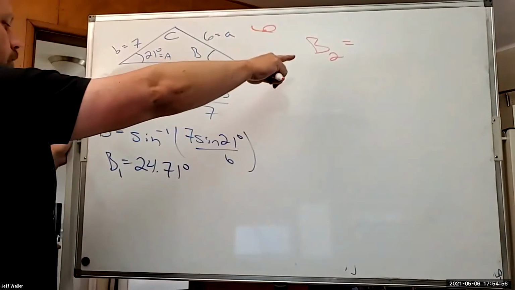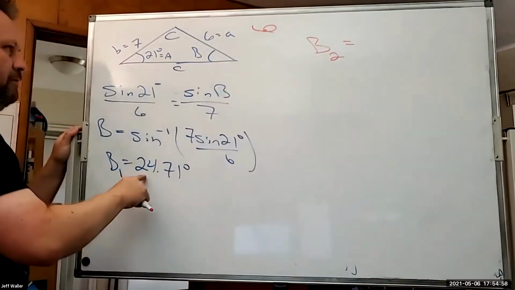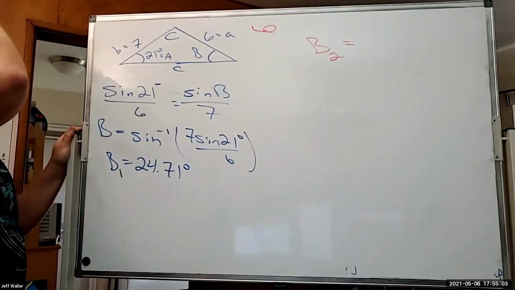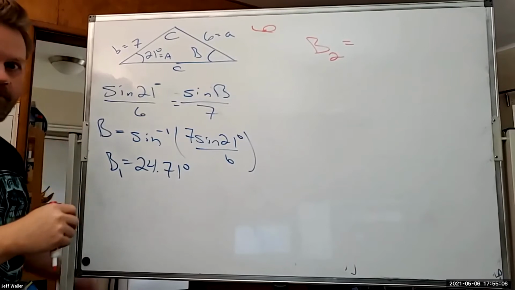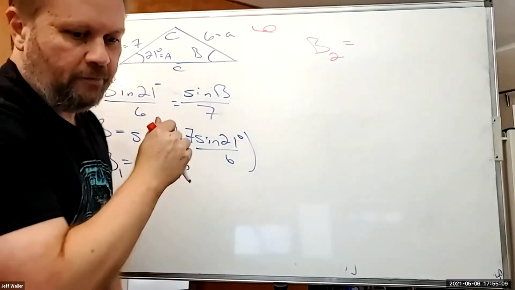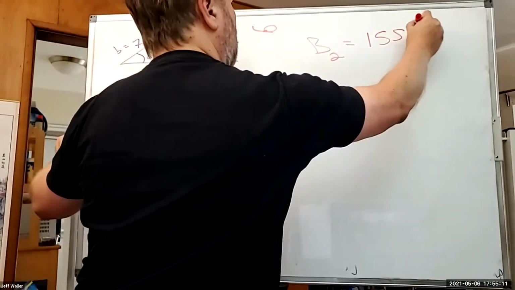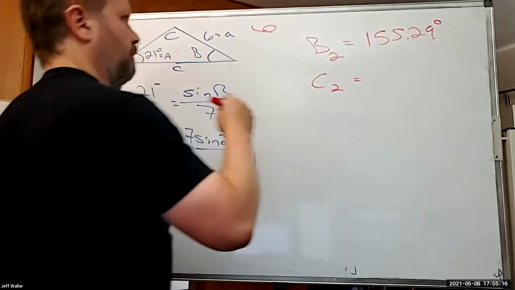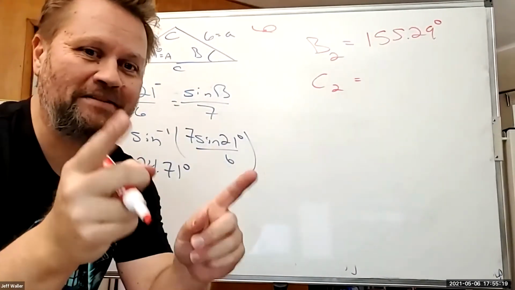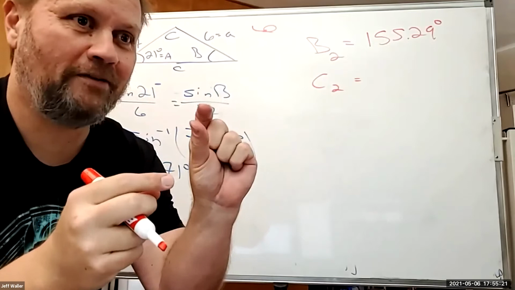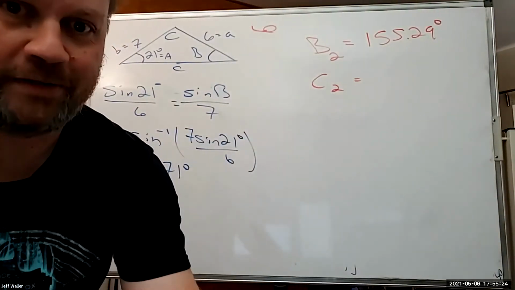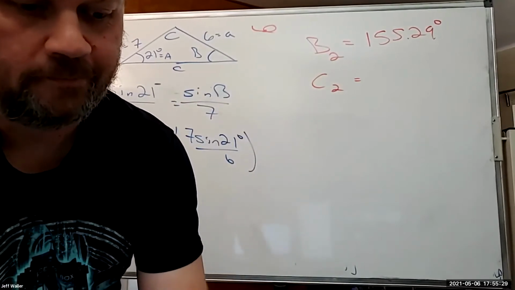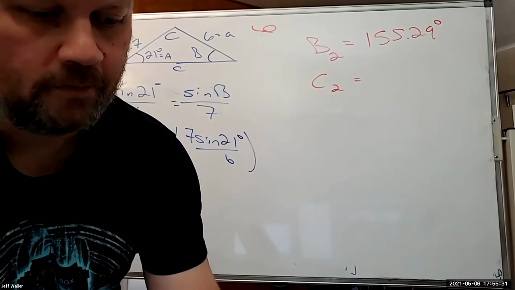Now, what might a second B be? Yeah, 155.29, I think that's right. Does that leave anything over for C? A very little bit, but still something. This is what I meant. I made one up and it just barely qualified. What's left over for angle C in this case?